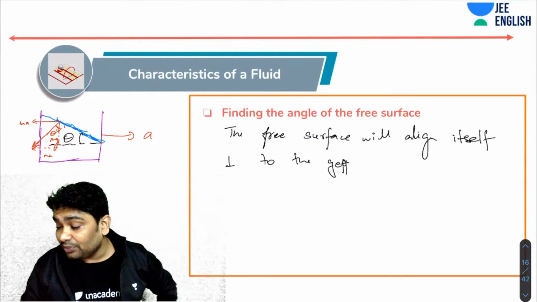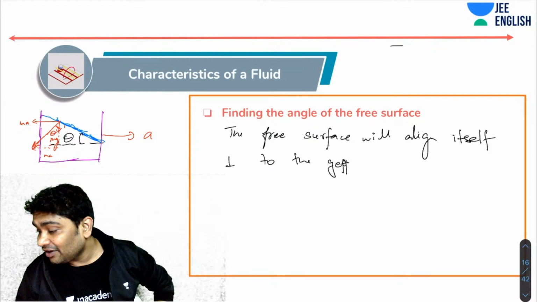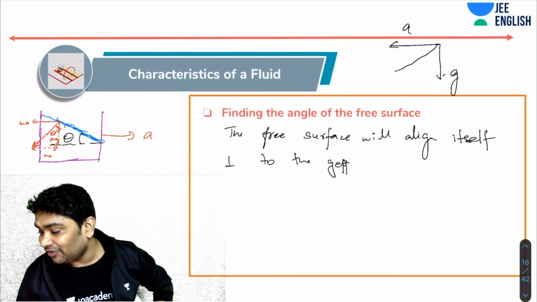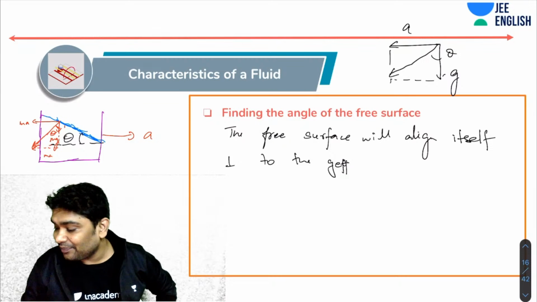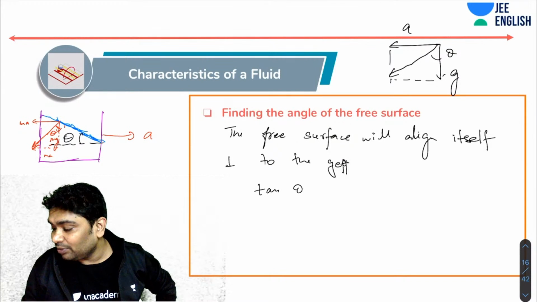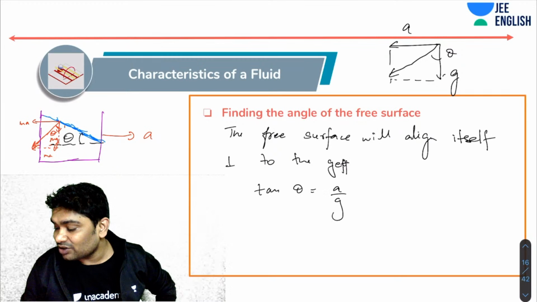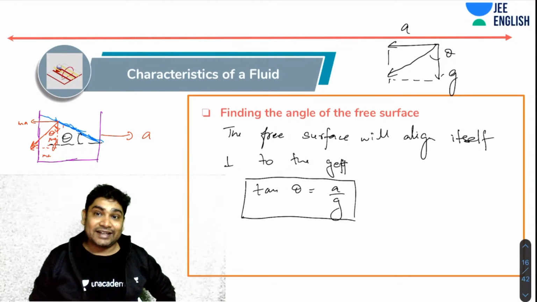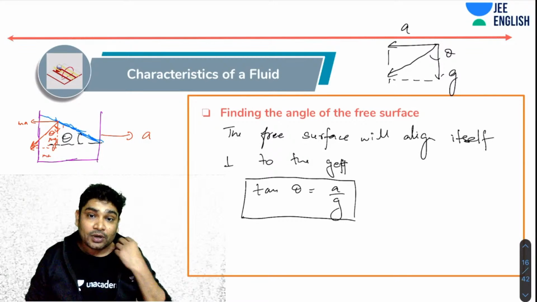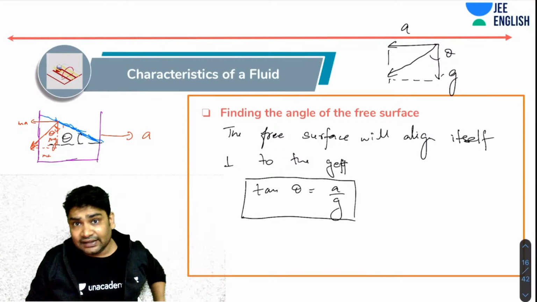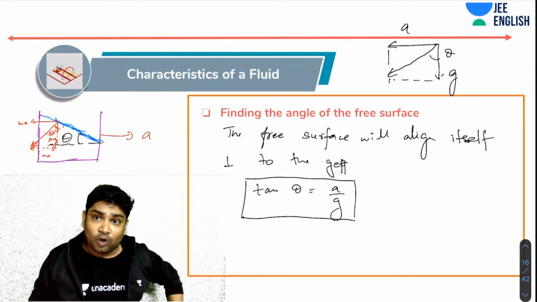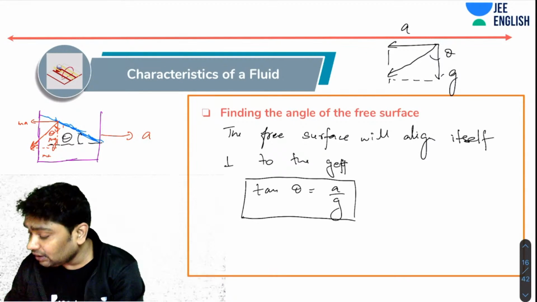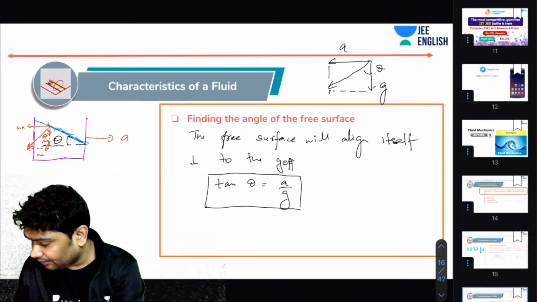Okay, and from this diagram, I can see that if you have A here, if you have G here, G effective is nothing but the vector sum of these two. So from parallelogram law, I can say that tan theta would be equal to A over G. Okay, so this is how you find the angle of the surface. Tan theta is A over G. All right. Now there is another way of finding this, by the way. So you could have alternately looked at another approach. So let's take a look at that.